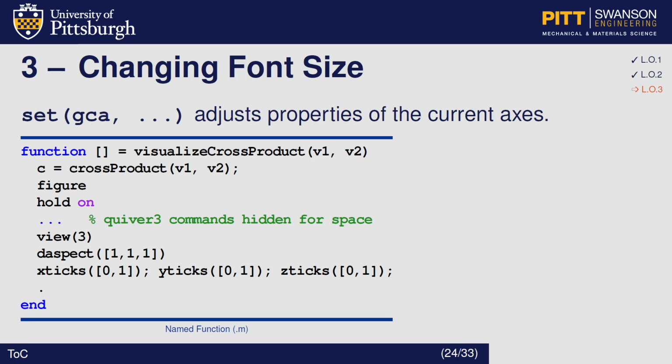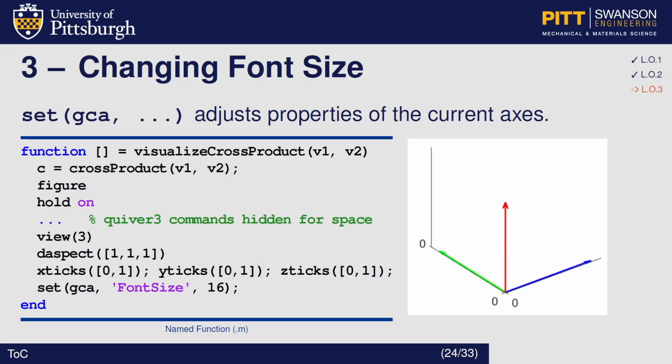Now the set(gca) command adjusts various properties of the current axes, and it allows you to specify certain properties within the command. We will use this command to adjust the font size to 16 point for the entire figure using, again, a name value pair. Now the numbers labeling each axis are much larger than they were before.